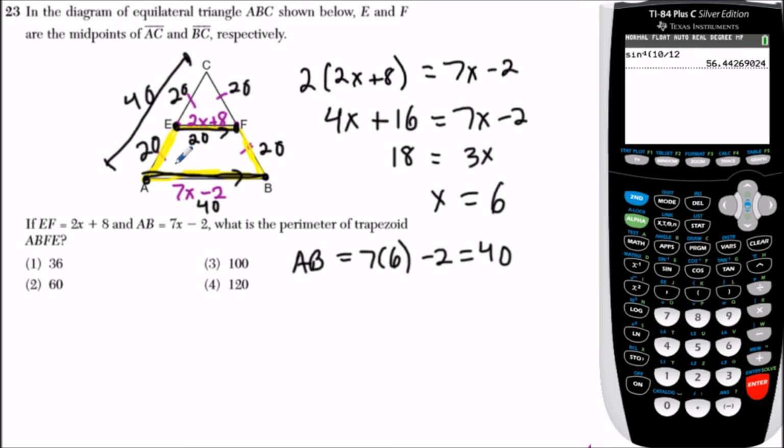But since this was in terms of x, you could also plug x back in to see that this is 20. Now just be careful, make sure when you find the perimeter that you're adding up only the sides that we need. So we have 40 is the length of AB, and then the other 3 sides of the trapezoid are 20 apiece. So it's plus 3 times 20. So the perimeter of this trapezoid is 100 units.